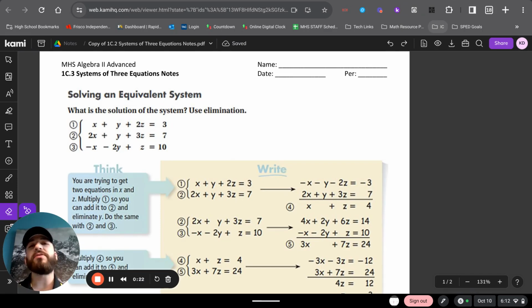But it's going to build off of those skills we've used for systems of two, that elimination, that substitution. Can't really do graphing for this one since we have an x, y, and a z variable. That would be pretty challenging to graph, but we can use our elimination and substitution skills.